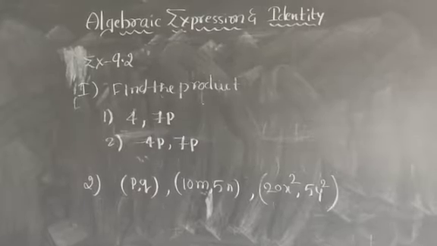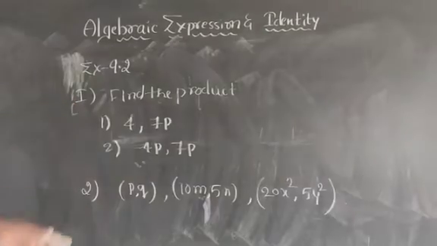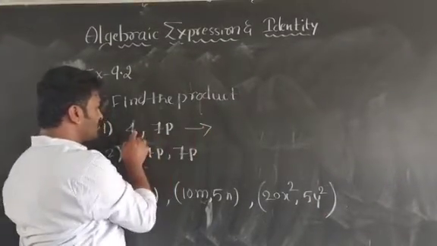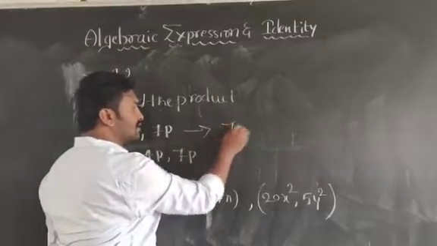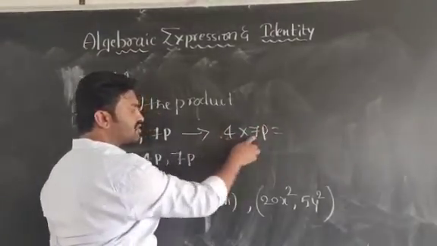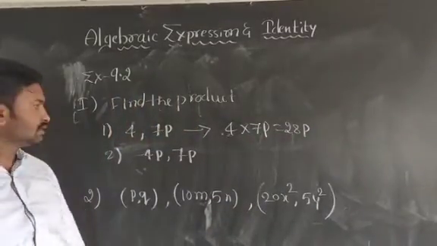Okay, we'll continue with exercise 9.2, first main. In the first main, we have to find the product. We just have to multiply. 4 and 7p: 4 into 7p. 4 7s are 28p. This much.